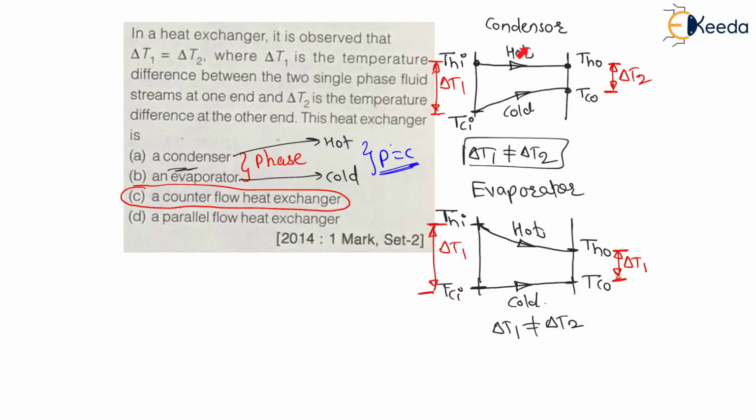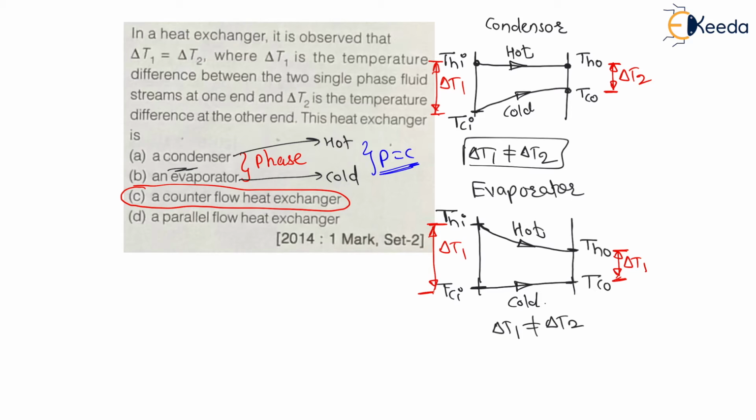Because for a condenser, as the hot fluid is undergoing phase change, the temperature of the hot fluid will not change, but the temperature of the cold fluid will increase. And in case of an evaporator, as the cold fluid is undergoing phase change, the temperature of the cold fluid will not change, but the temperature of the hot fluid will decrease. Therefore, the temperature difference will never remain the same. Now, next is the parallel flow heat exchanger.